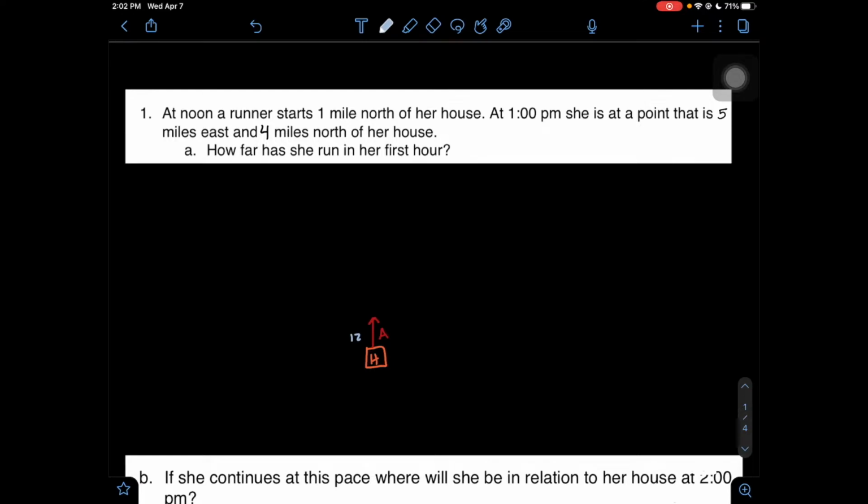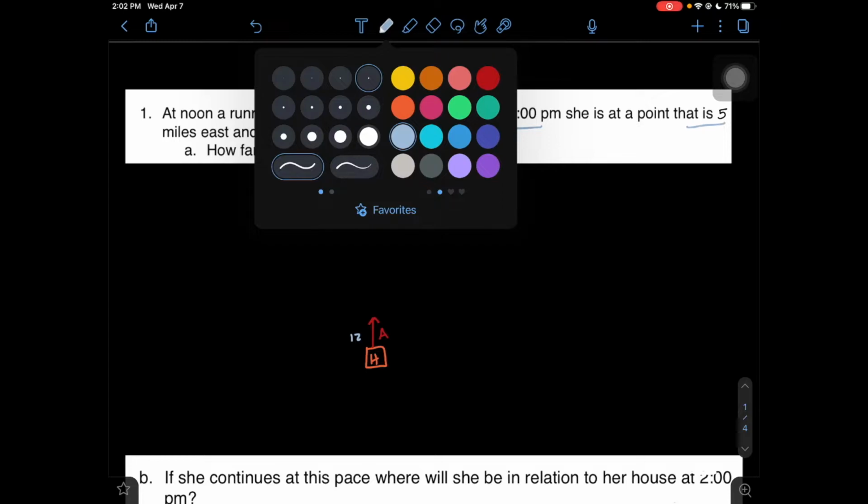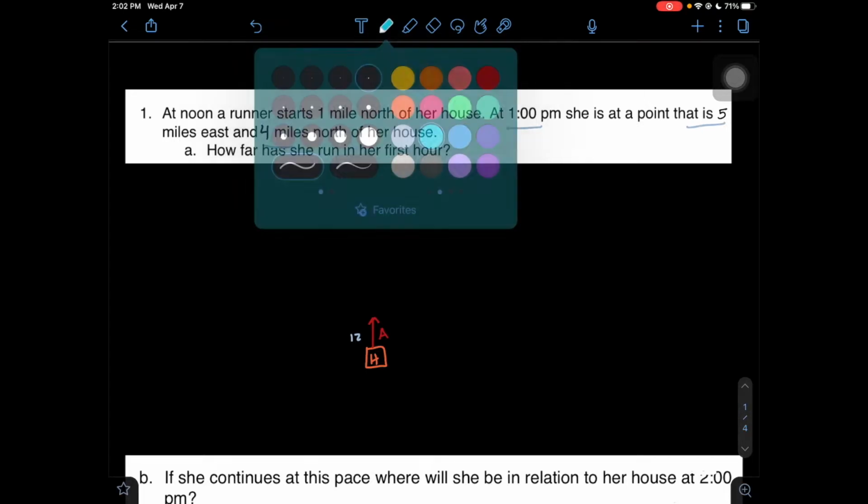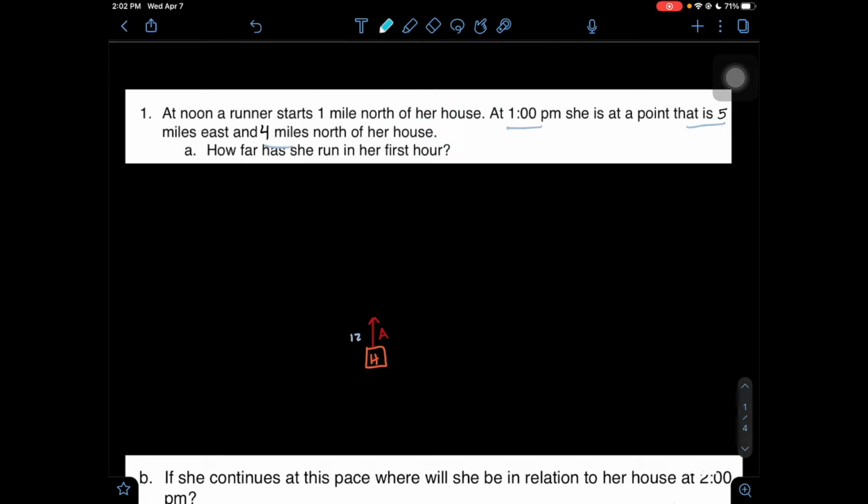Then we know that at 1 p.m. she's found to be 5 miles east and 4 miles north. So let's write that out. Let's use a lighter blue. So let's go 5 miles east, and let's say that is 5 miles. This is going to be segment B.